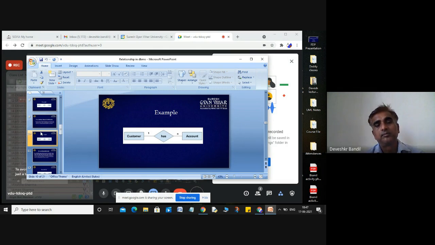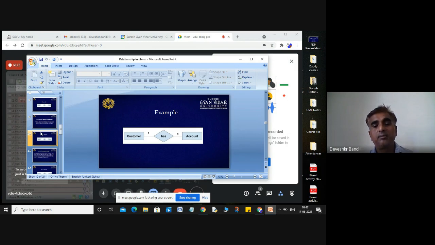In this diagram, I have taken two entities, and you can also say that I have taken two tables. First is customer, and second is account. Okay, and you know one customer can keep more than one account. Suppose me, I am having many accounts. Okay, so that is your one-to-many relationship.